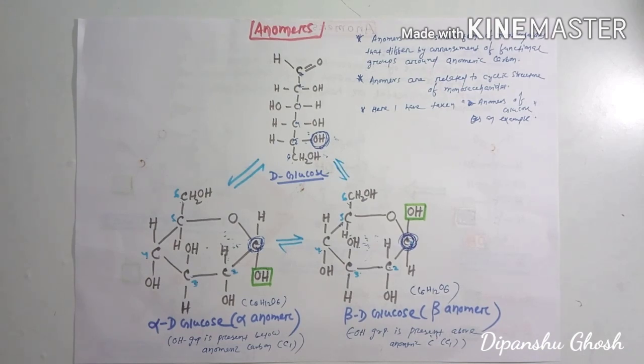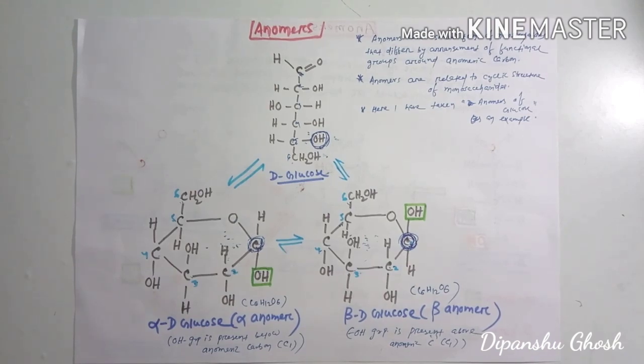As today we are talking about anomers, we are actually concerned about the cyclic or ring structures of monosaccharides. So for my convenience to discuss this topic, I will take the ring structures, the cyclic structures of glucose molecules to show the anomers, right?